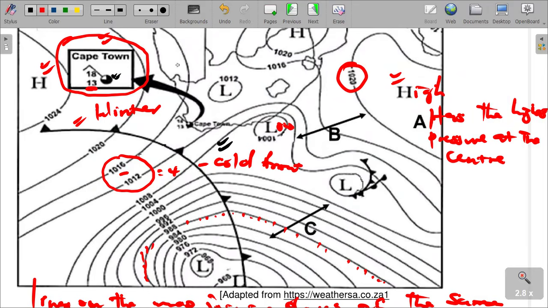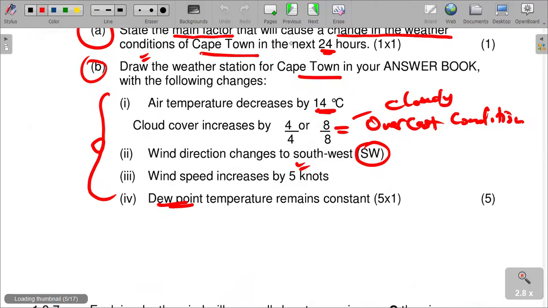One other factor that I want us to look at is that the temperature decreases by 14 degrees. So from the temperature that we are given, we must minus 14 degrees. Our cloud cover must be overcast, our wind direction must be southwest, the wind speed increases by 5 knots, and the dew point remains constant.